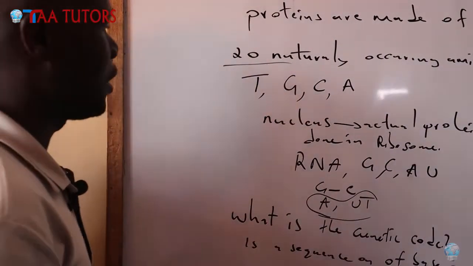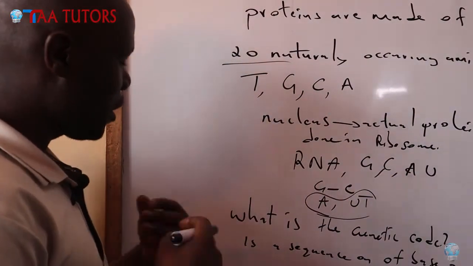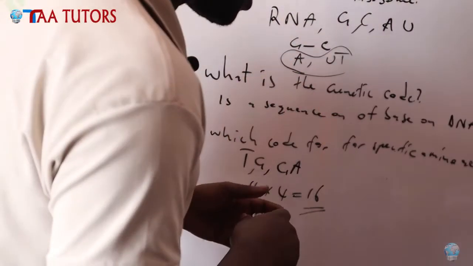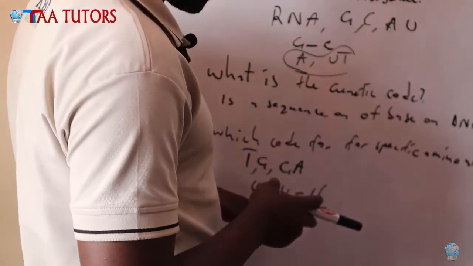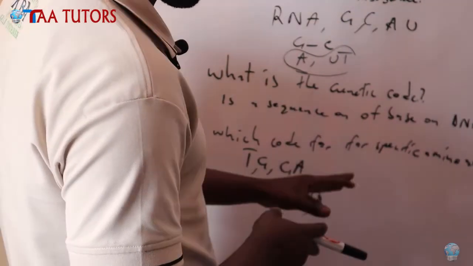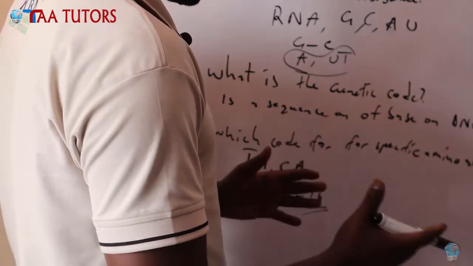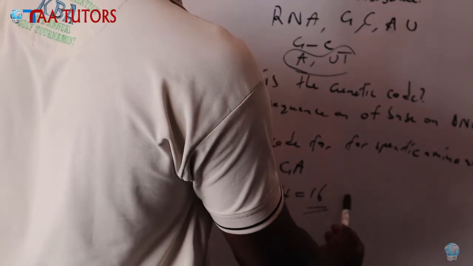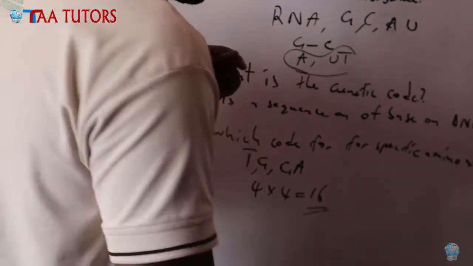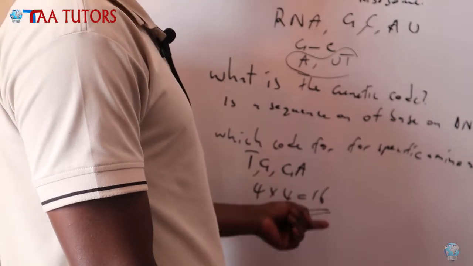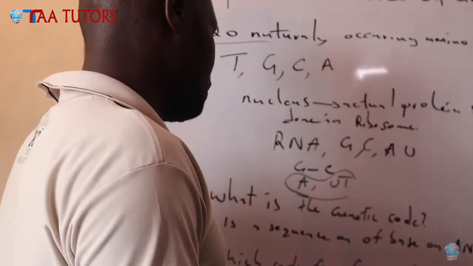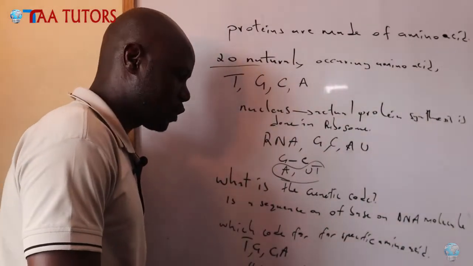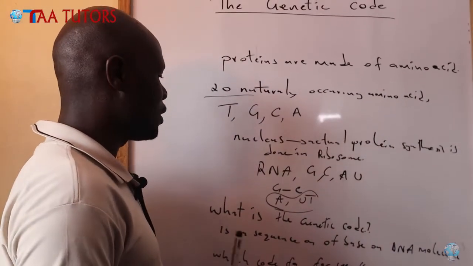Remember that there are 20 naturally occurring amino acids. So if the sequence was such that only 2 bases were pairing, with a total of 4 nitrogenous bases coding in a format of 2, we would have 4 by 4, and we would get 16. You see, this suggestion does not add up to what we are supposed to expect. So we have to think, what is the possible way that these genes can code?